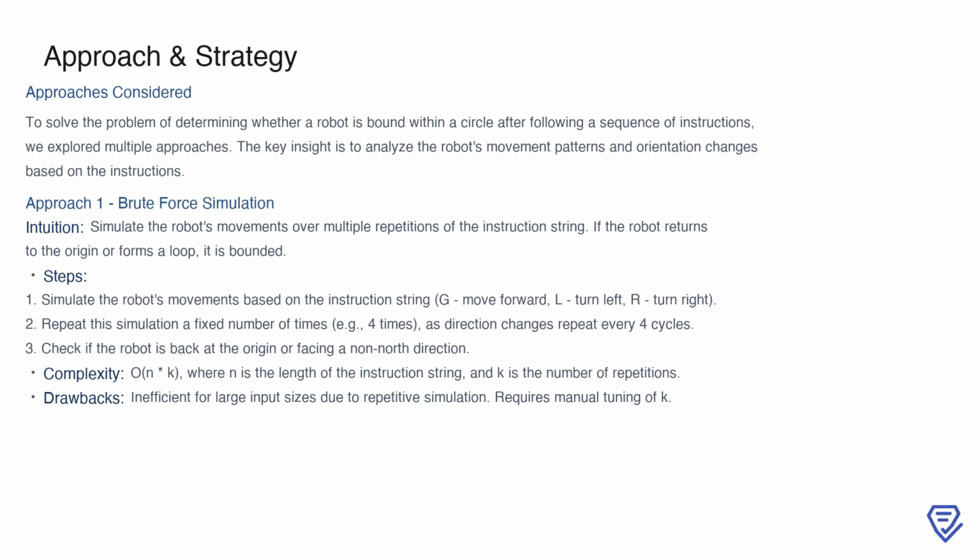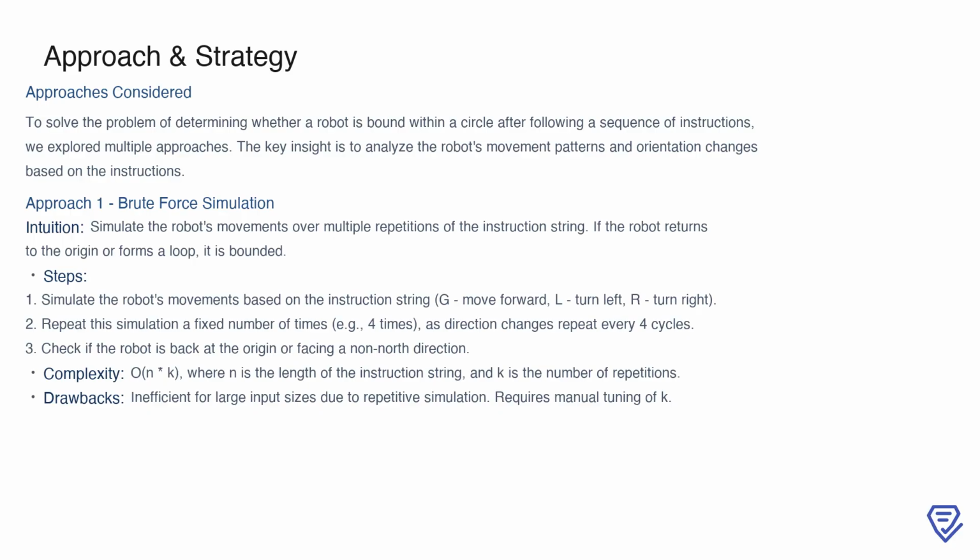To determine if a robot is bounded within a circle after following a sequence of instructions, we considered several approaches. The fundamental idea is to analyze how the robot moves and changes its orientation over time. One possible solution is brute force simulation. Here, we simulate the robot's movements repeatedly based on the given instruction string.